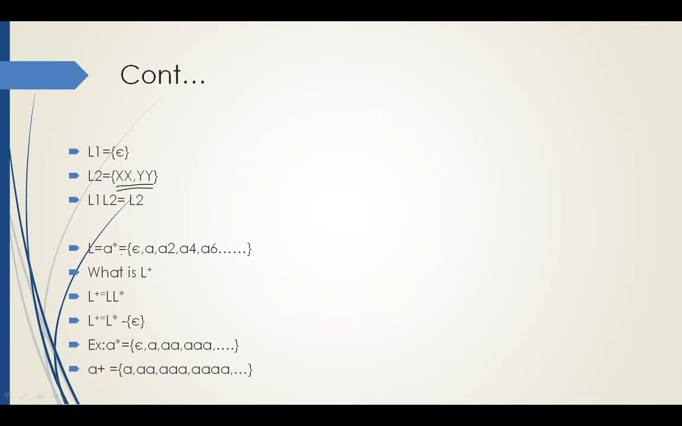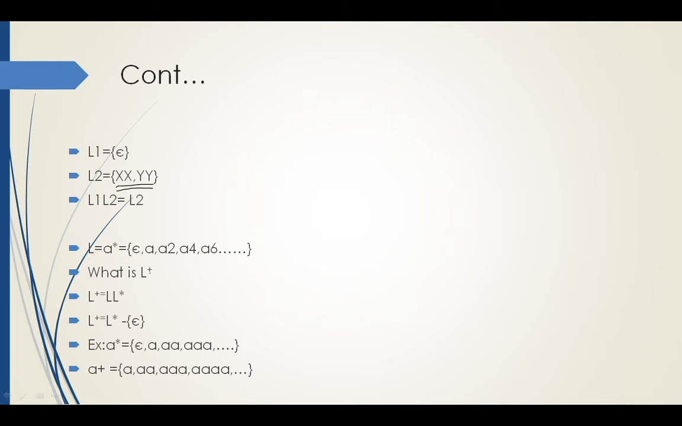Next, L equal to A star. Here you are going to study some more functions, that is the Kleene closure and Kleene positive. Kleene closure is written by this star. So when you write L equal to A star, the language contains zero or any number of occurrences of A. The resultant strings in the language are epsilon, indicating zero, A, A raised to 2, A raised to 4, A raised to 6, and so on.